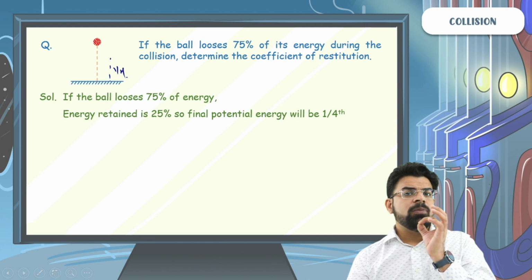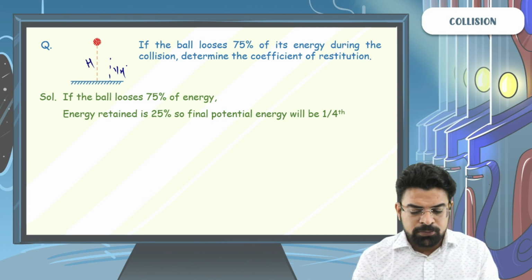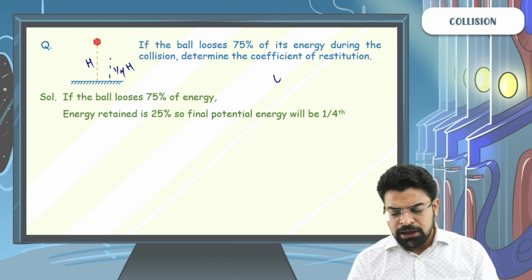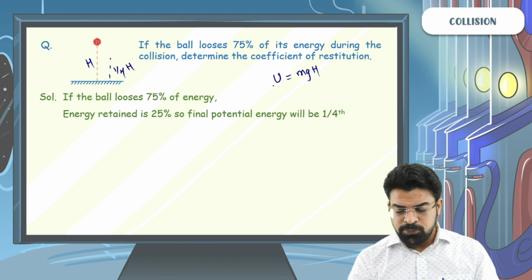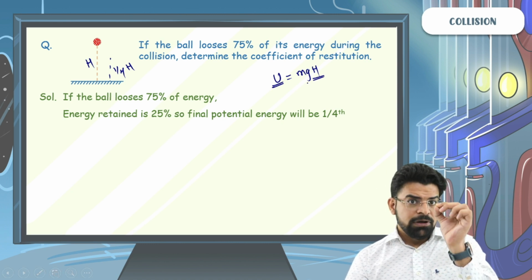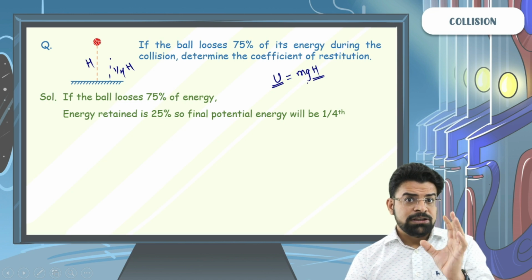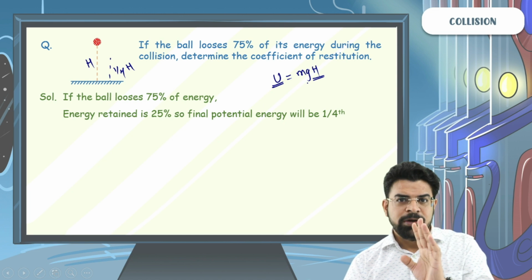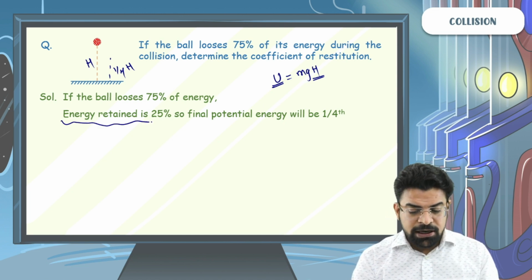So if you have dropped the ball from a height h, it will bounce back to a height h by 4. So how do you know? See, you know that gravitational potential energy equals mgh. Gravitational potential energy is directly proportional to height. So if the entire total energy becomes 1/4, it means that the final maximum height attained will also be 1/4. So energy retained is 25%.